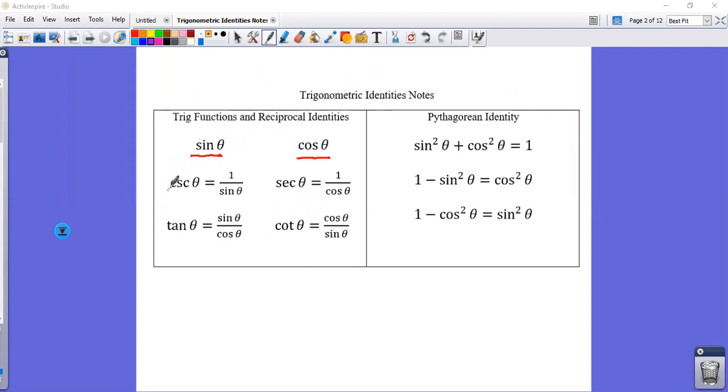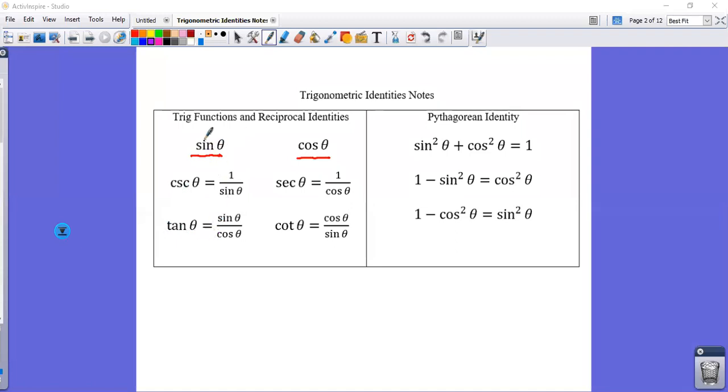You should have already at some point learned that cosecant is just a reciprocal function of sine. So cosecant and sine, they go together as reciprocals. 1 over sine is cosecant, and secant goes with cosine. And that's, again, a reciprocal function. 1 over cosine is secant.